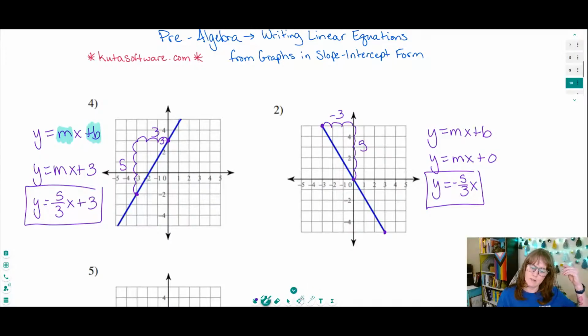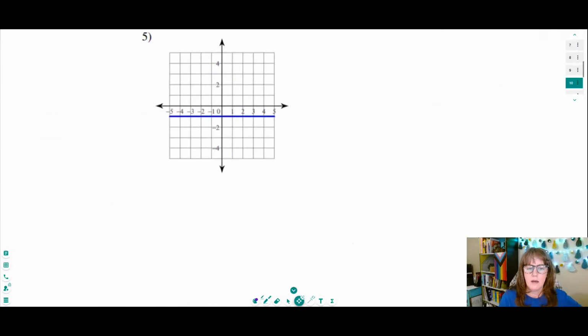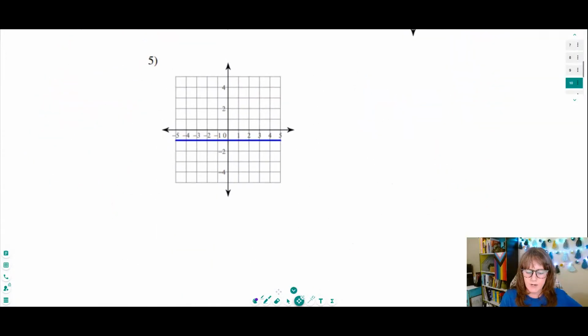All right, and then our last one, I wanted to include something a little different, something that I know tends to throw students off a little bit. So we talked about this on the previous page, a horizontal line, and it is going through the y-axis right here. Since it is touching the y-axis and it's not touching the x-axis at all, that means that y is the only variable that's going to be involved in our equation.